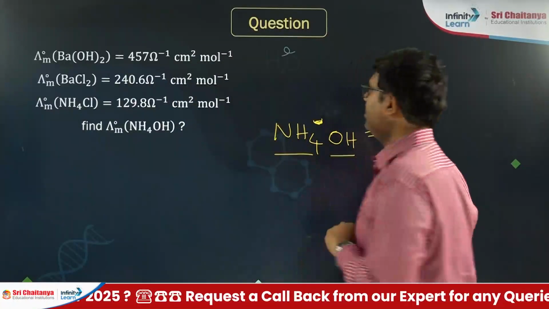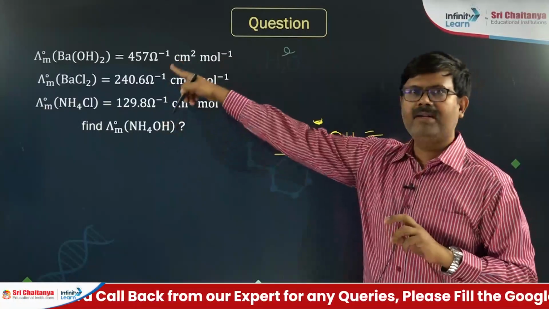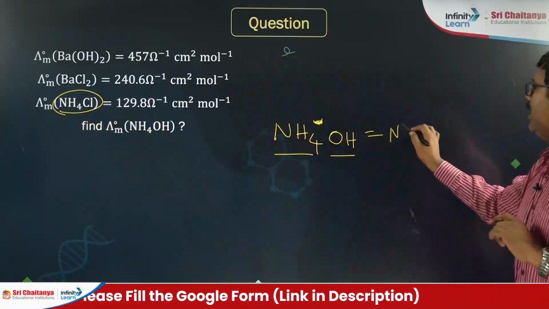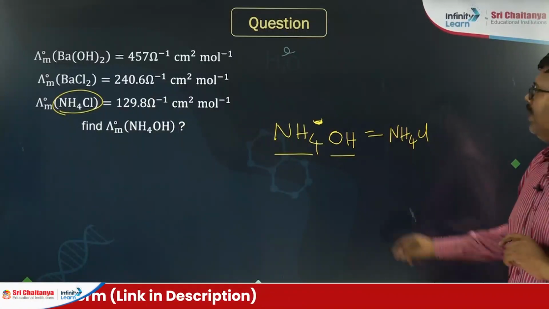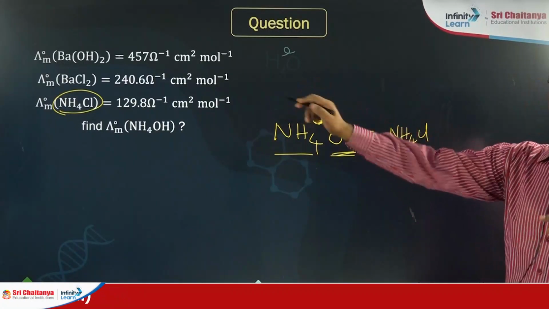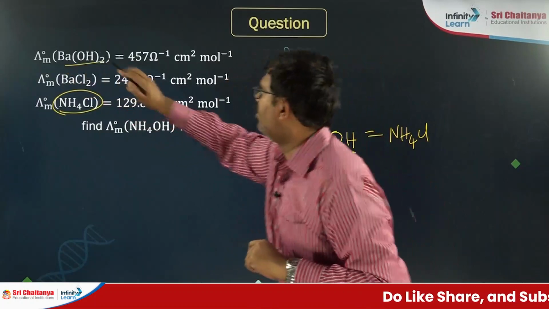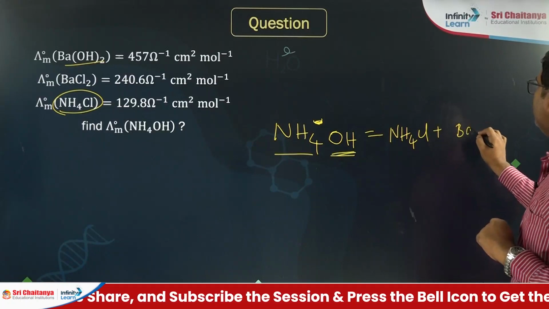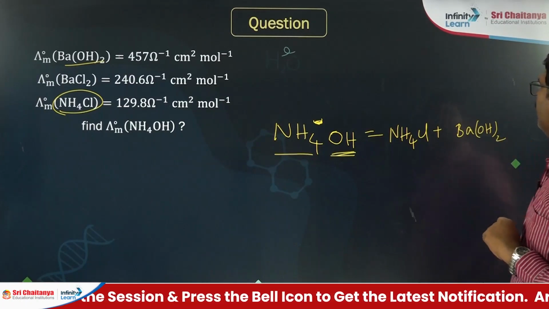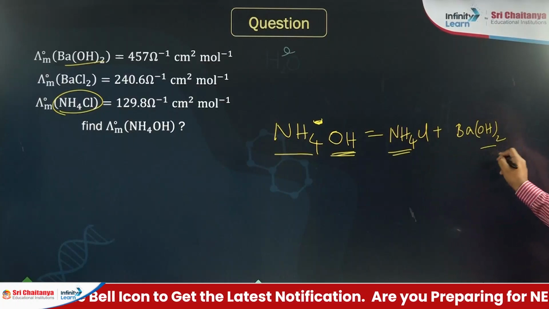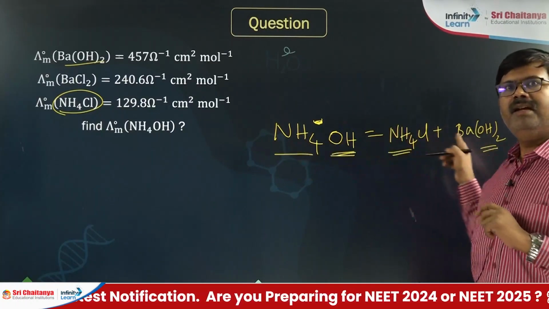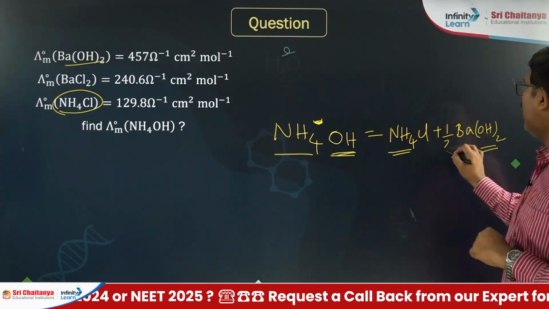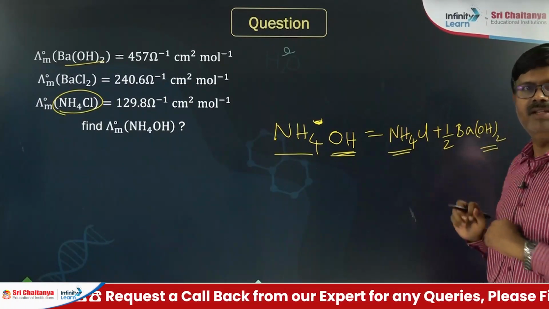So what you do, where is this NH4 plus in the given data? Look there. It is present in the NH4Cl. Write that compound directly, NH4Cl. Next, where is this OH in the given data? You look. It is there in the barium hydroxide. Write directly, barium hydroxide. So I got NH4, I got OH. But I need only one OH, and here in barium hydroxide there are 2 OH. So what I will do, I will multiply with half, so that I will get only 1 OH in this.